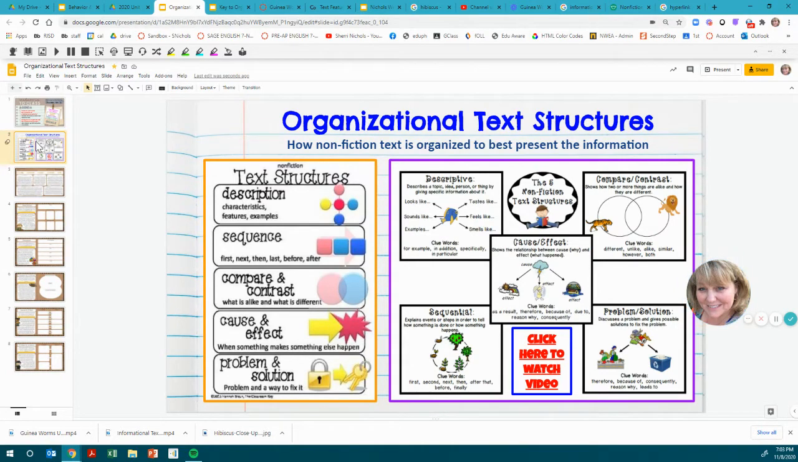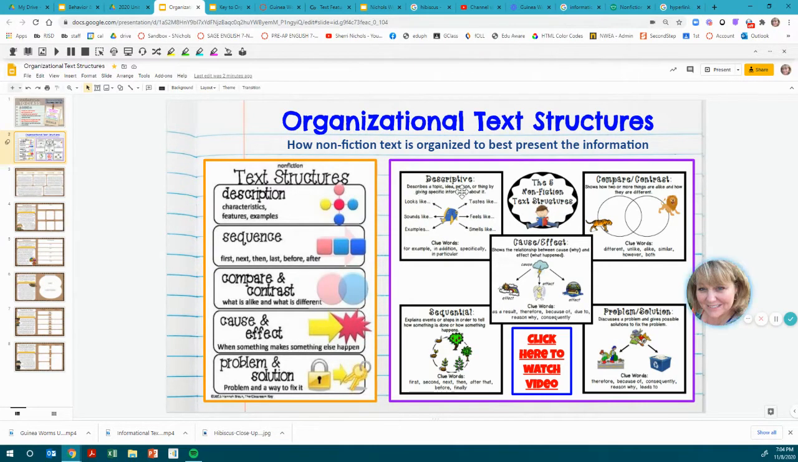So nonfiction text structures would be things like descriptions, which are characteristics, features, examples, or it could be sequence, as in first, next, then, last, before, after. Compare and contrast, which is like what is alike and what is different. We have cause and effect, when something makes something else happen: because this happened, the effect is that. And problem and solution. The problem is presented and a way to fix it. So here are some more examples of those 5 key nonfiction text structures.